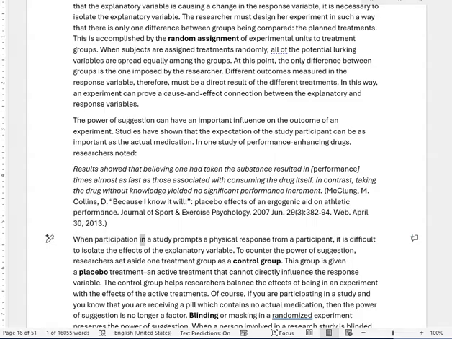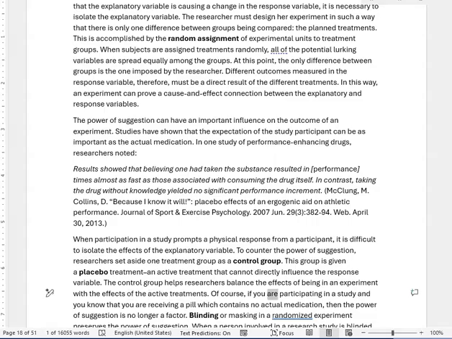When participation in a study prompts a physical response from a participant, it is difficult to isolate the effects of the explanatory variable. To counter the power of suggestion, researchers set aside one treatment group as a control group. This group is given a placebo treatment, an active treatment that cannot directly influence the response variable. The control group helps researchers balance the effects of being in an experiment with the effects of the active treatments.